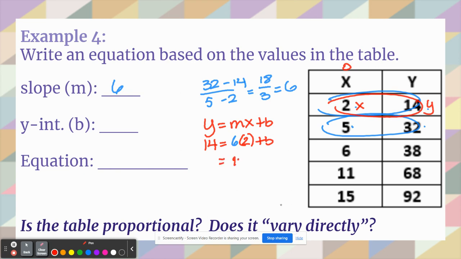So 6 times 2 is 12. Bring the rest of the equation down. So we're ready to move 12 to the opposite side. So we isolate our variable. So we're going to subtract 12 to make a zero pair. What you do to one side, you do to the other. So we have b on the right, and 14 minus 12 is 2. So our y-intercept is 2. So we're ready to write the equation, y equals 6x plus 2. And that is not proportional because it does not vary directly.